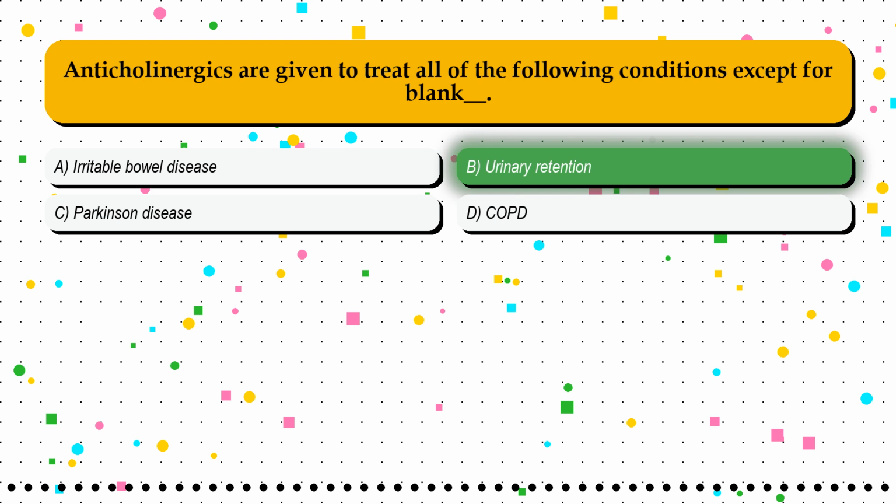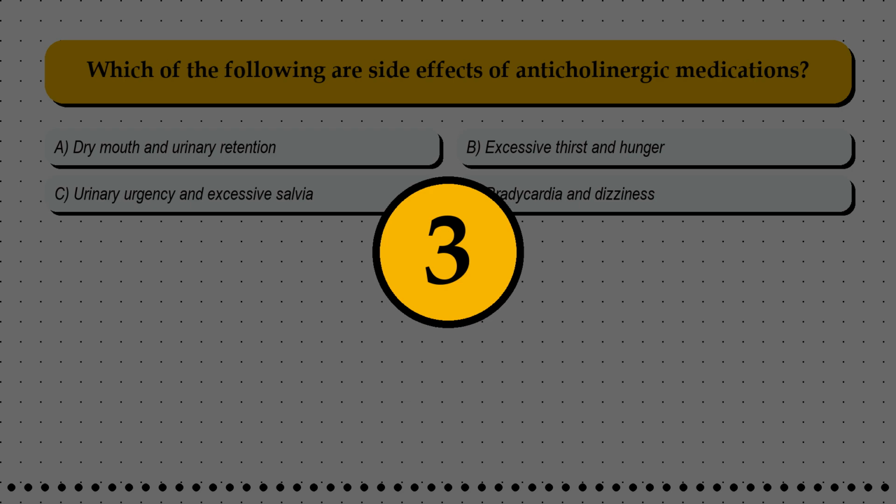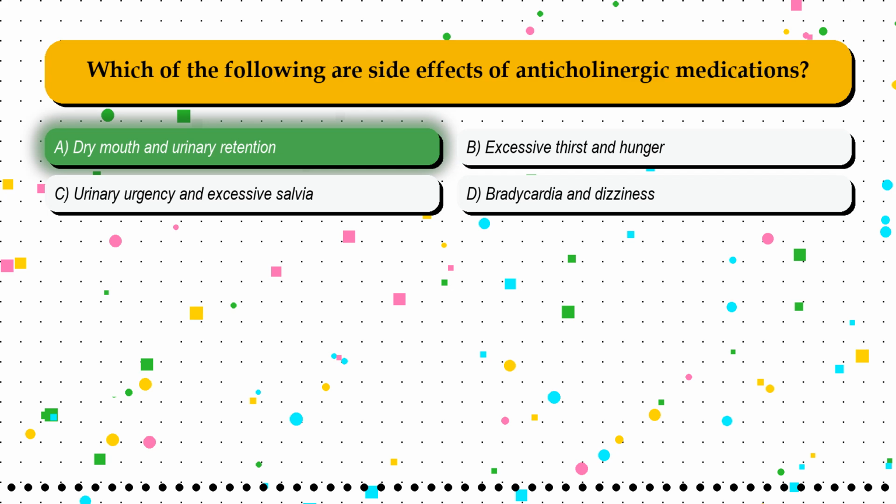Urinary retention. Question 162. Which of the following are side effects of anticholinergic medications? Option A. Dry mouth and urinary retention. Option B. Excessive thirst and hunger. Option C. Urinary urgency and excessive saliva. Option D. Bradycardia and dizziness. The correct answer is option A. Dry mouth and urinary retention.